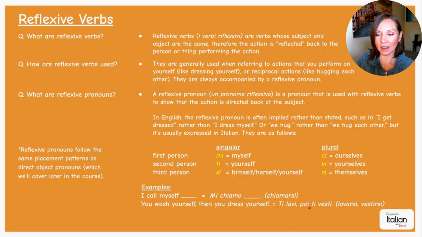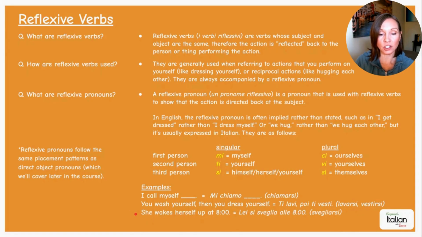And then I also have the verb vestirsi. So we have poi, then ti vesti. Again, it goes before the conjugated verb in the second person singular in this case. And you can tell that these are reflexive verbs because they end in si.